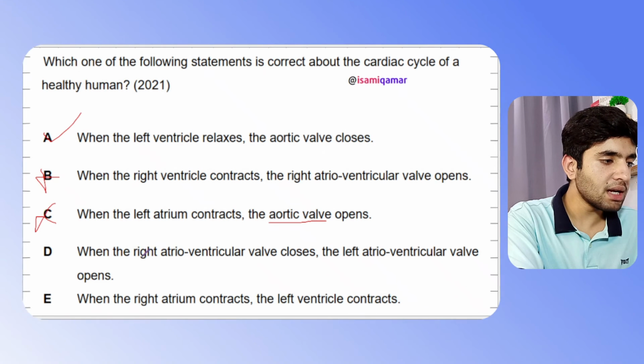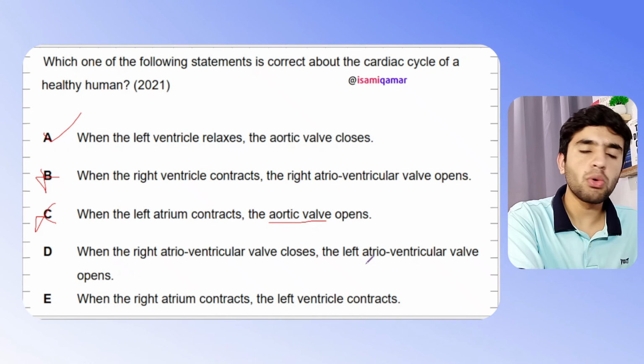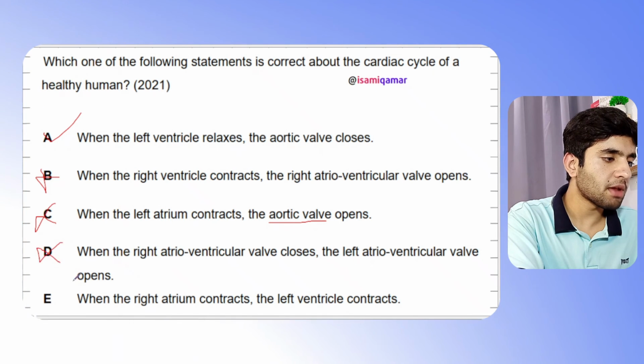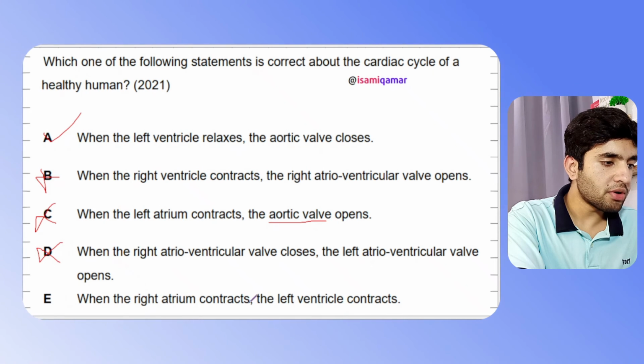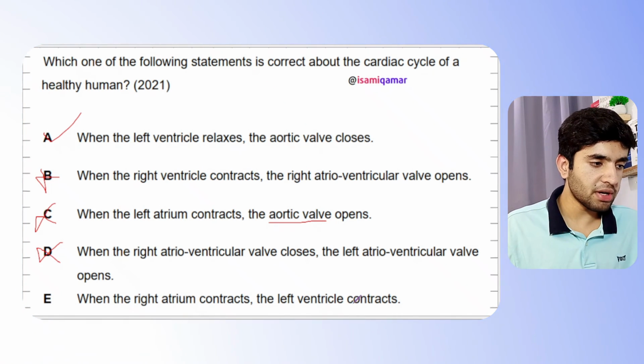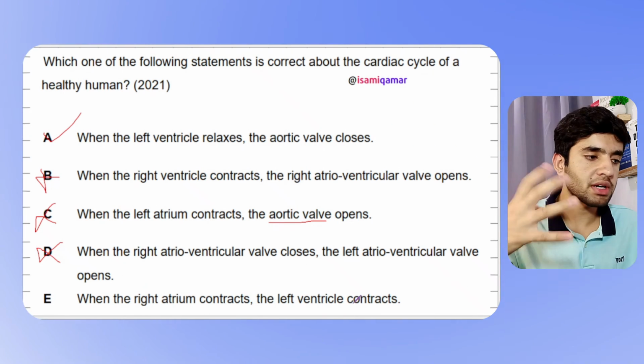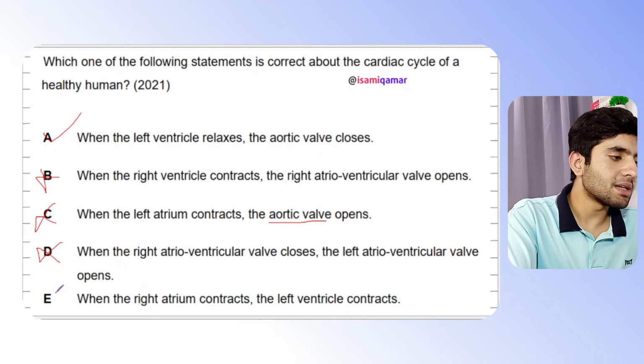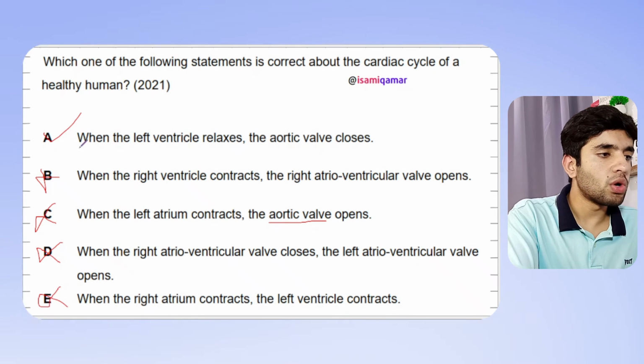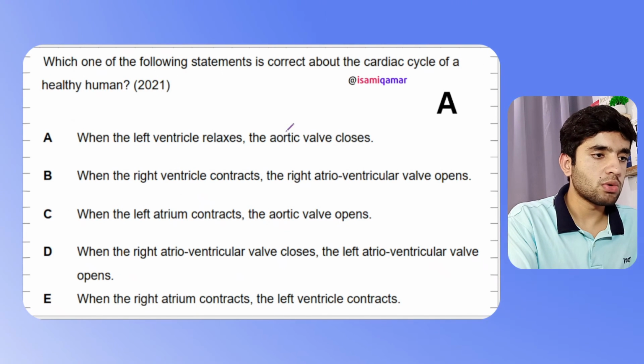Then D, when the right atrioventricular valve closes, the left atrioventricular valve opens. No, both open at the same time and close at the same time. When the right atrium contracts, the left ventricle contracts. No, the atria contract at the same time and the ventricles contract at the same time. So that doesn't make sense either. So only option A is correct.